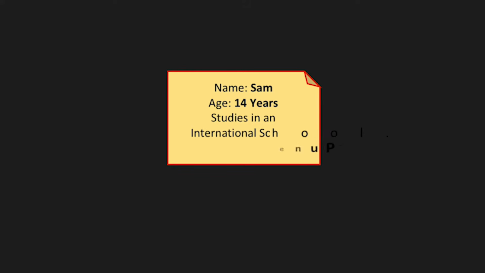Let's give the name for the student first. Can we name him Sam? Yeah, let's name him Sam. He's definitely a school-going student, so his age would be somewhere around 14, 15. Let's have Sam with age 14 years. Let him be studying in an international school in Pune, India. So we have, I think, our first persona.